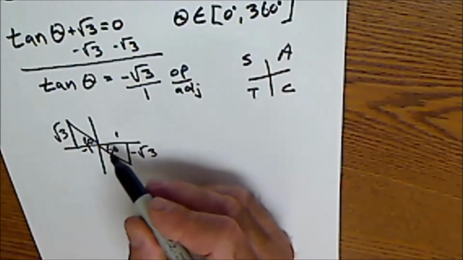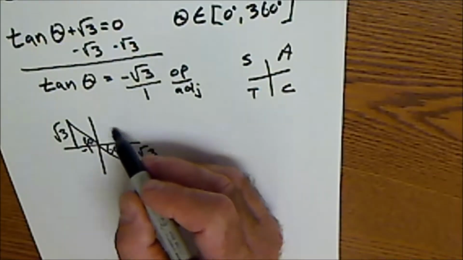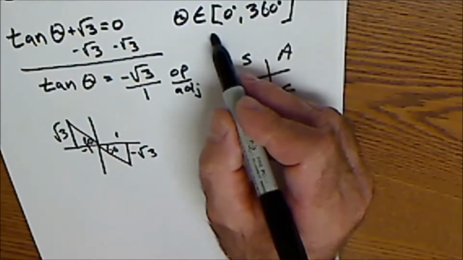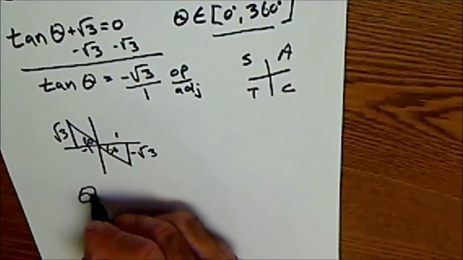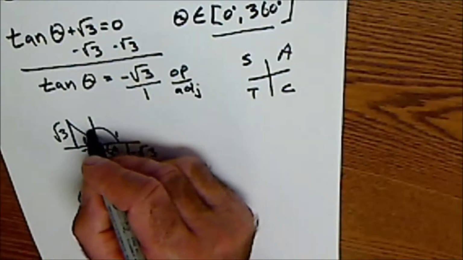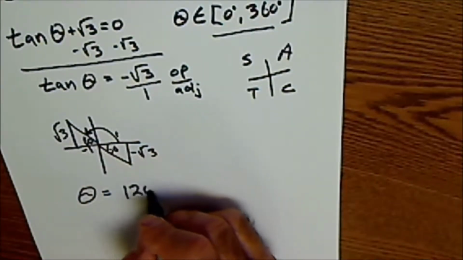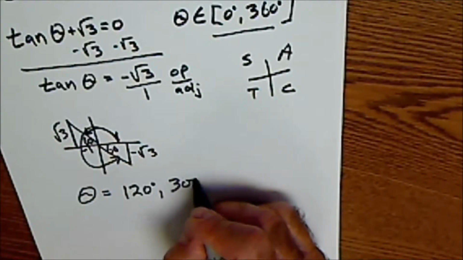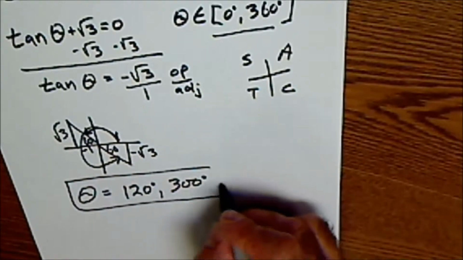Then my general solution would be 120 plus 180n, but I only want values in this domain. So my solution is values 120 in the domain and 300 in the domain. So that's the first problem right there.